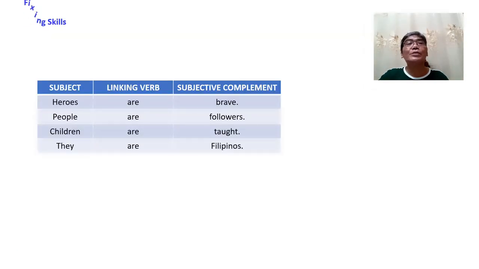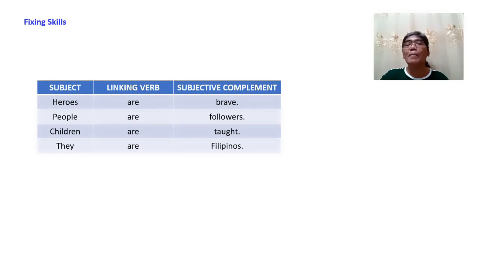Let us now fix our student skills when it comes to analyzing sentences following the basic sentence patterns, subject plus linking verb plus noun, and subject plus linking verb plus adjective. Let us always remember that the last part of these basic sentence patterns is called subjective complement. And subjective complement may be in the form of a noun that gives another name for the subject, an adjective that describes or modifies the subject, or sometimes a pronoun that identifies the subject of the sentence.